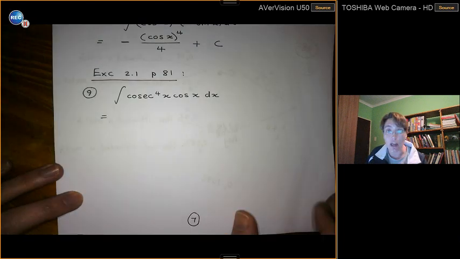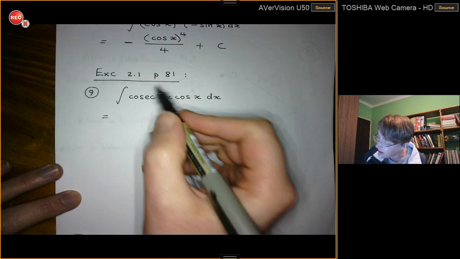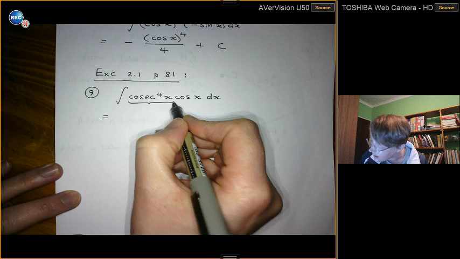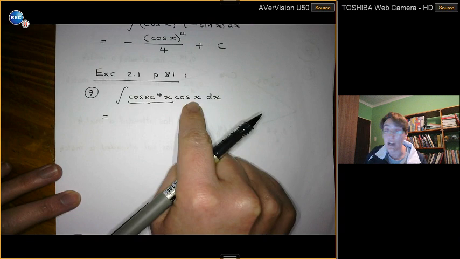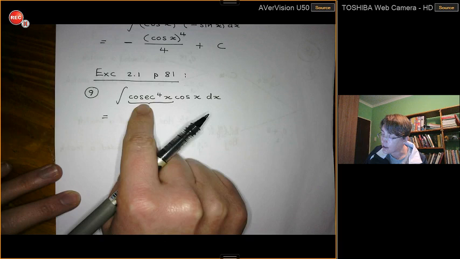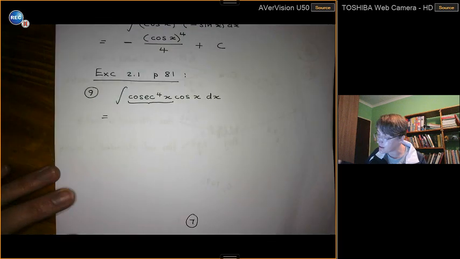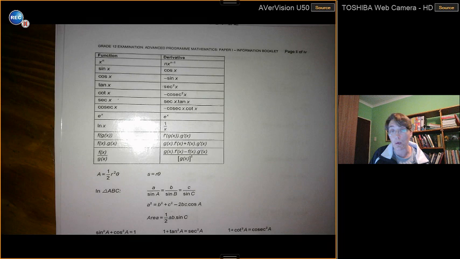So with this particular one, we again look at it and say, this seems to be right there. That seems to be my compound function. So if this is my compound function, this needs to now be the derivative of that inside function. Now you'll see that the inside function is cosec x. So if I look at my standard derivatives, because remember we're looking for the derivative of the inside function in order to use the reverse chain rule.